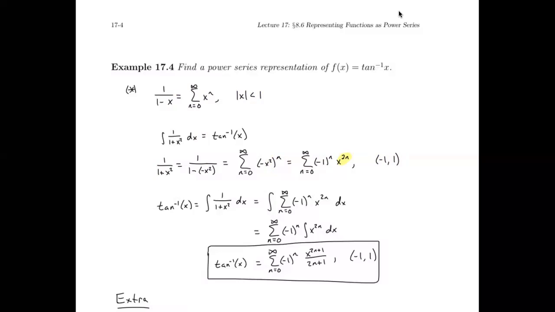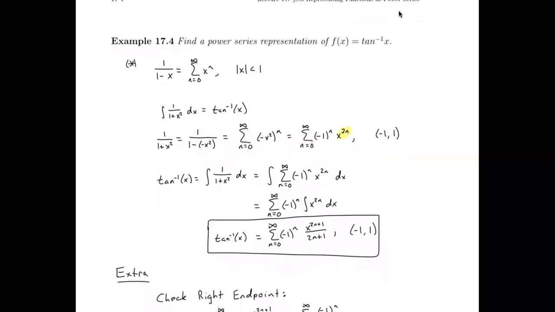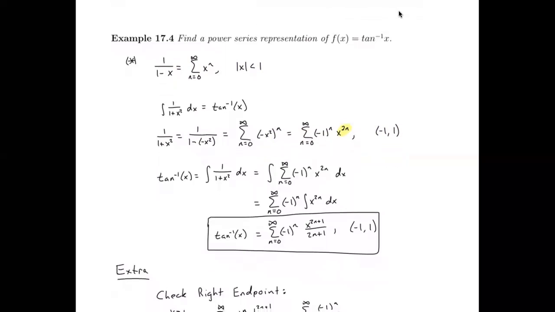Now, down below, we've got to bring this closer to tangent inverse. To get to tangent inverse, now that we have this power series, if we integrate this function, we'll get tangent inverse of x. So we write that tangent inverse of x is the antiderivative, or the indefinite integral, of this function, and that's equal to the integral of the power series of this function, which is this.